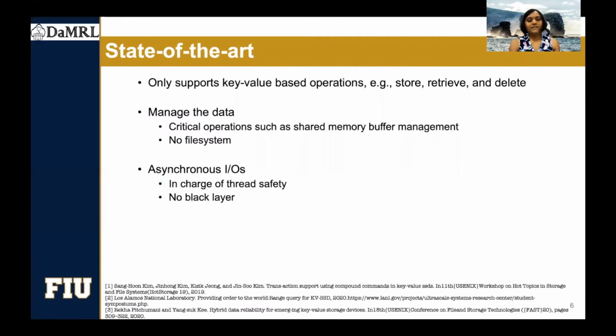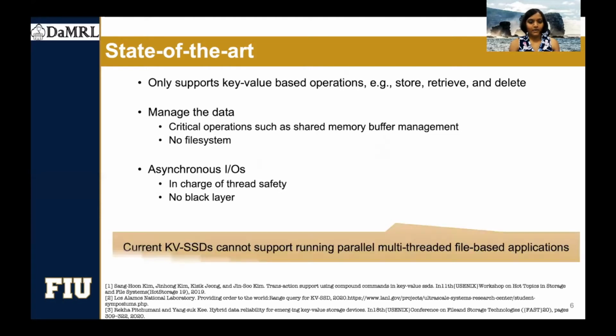Currently, the KV-SSDs are capable of performing key value operations such as store, retrieve, delete, etc. They cannot manage critical operations such as shared memory buffer management, which is required to execute any multi-threaded parallel application. They are also not capable of managing thread safety, and originally the block layer is in charge of managing thread safety, especially by performing asynchronous IOs. But now in KV-SSDs, we neither have a file system nor a block layer. So the current KV-SSDs cannot support running parallel multi-threaded file-based applications on themselves, and that's what motivated this work.